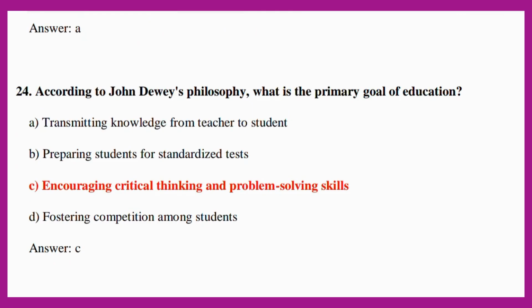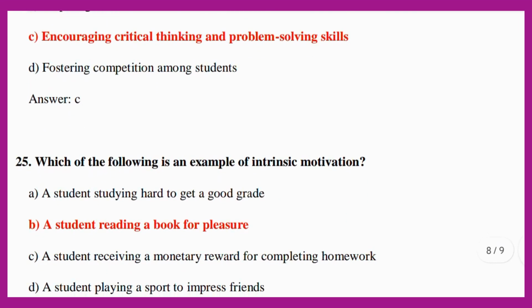Question number 24. According to John Dewey's philosophy, what is the primary goal of education? Option A, transmitting knowledge from teacher to student. Option B, preparing students for standardized tests. Option C, encouraging critical thinking and problem solving skills. Option D, fostering competition among students. Here the correct option is option C, encouraging critical thinking and problem solving skills.